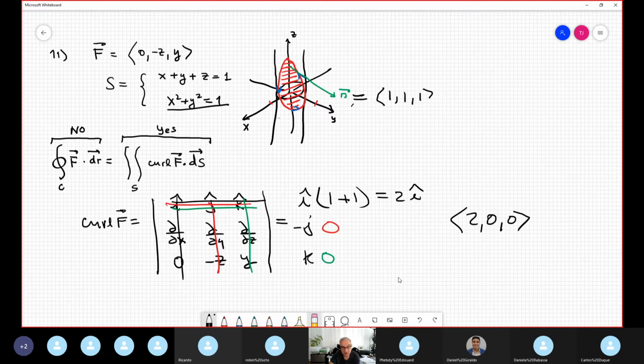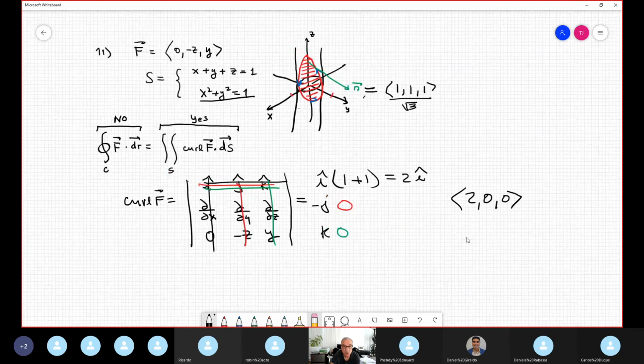This is the normal vector, but not the unit normal vector. The magnitude of this is radical 3, no? Que es square root of 1 squared plus 1 squared plus 1 squared. This is the unit normal vector. Okay, super.